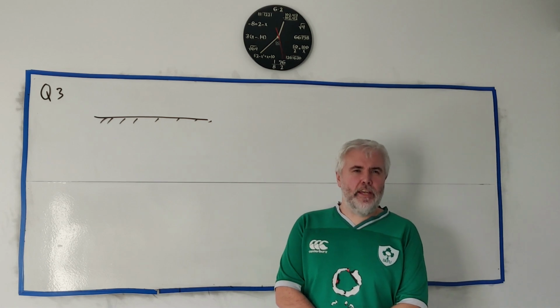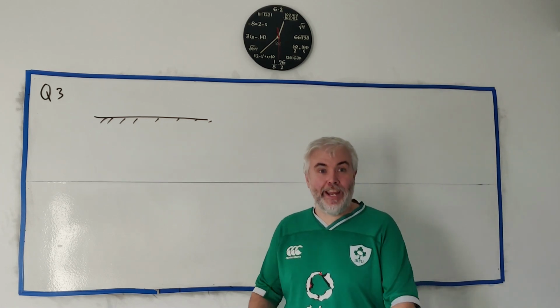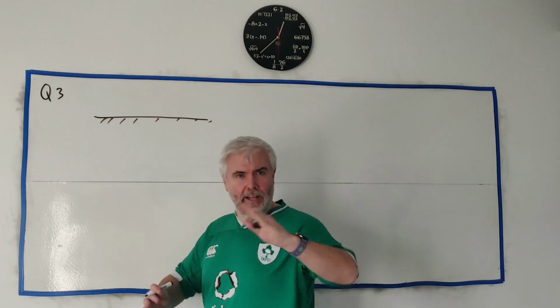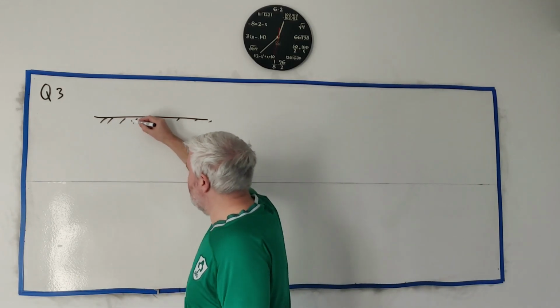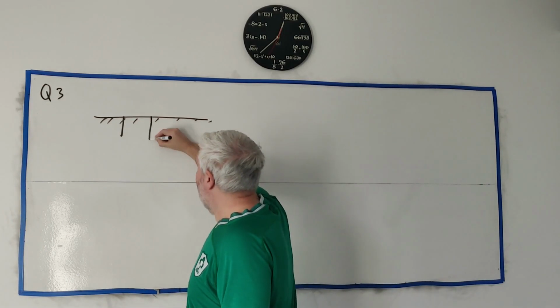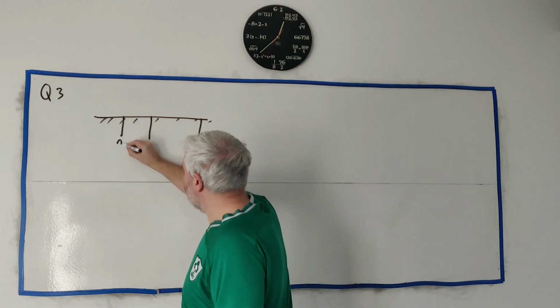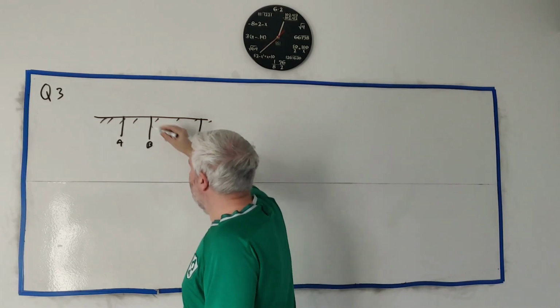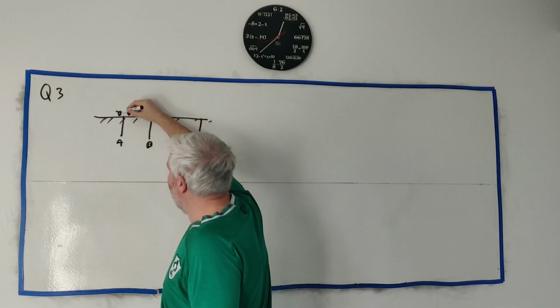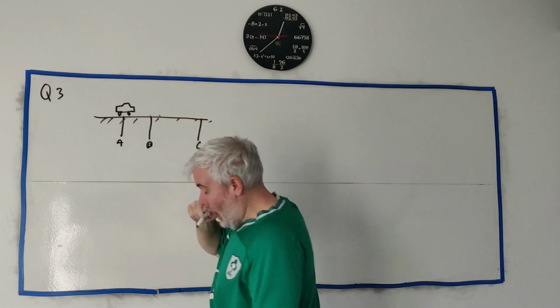In question 3, they tell us a long story about a car travelling along a road. I'll skip through it a bit. They tell us there's 3 points on this road: points A, B, and C. They tell us some information about the car. Let me draw a bad drawing of a car here.